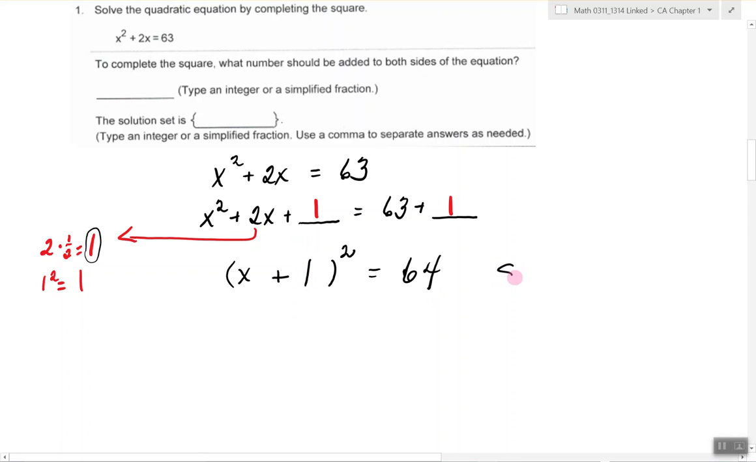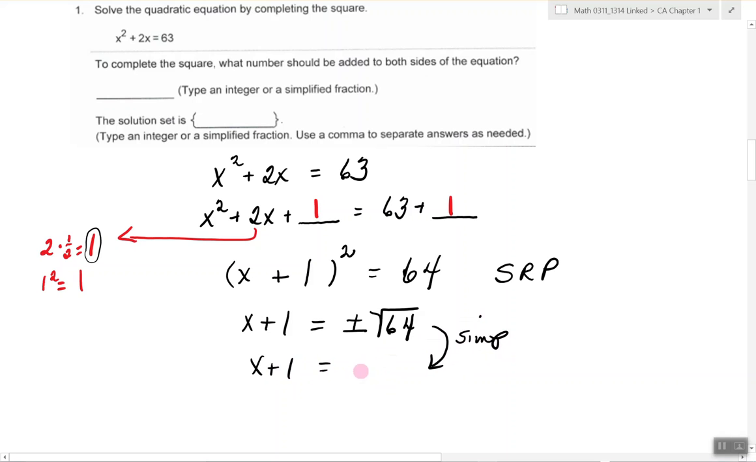Now, I'm going to use the square root property. So I'll take the square root of the left, x plus 1 equals plus or minus the square root of 64. So x plus 1 is equal to, can you simplify that? Yes, this is plus or minus 8. So x is equal to, subtracting 1 from both sides, putting it in front, negative 1 plus or minus 8.